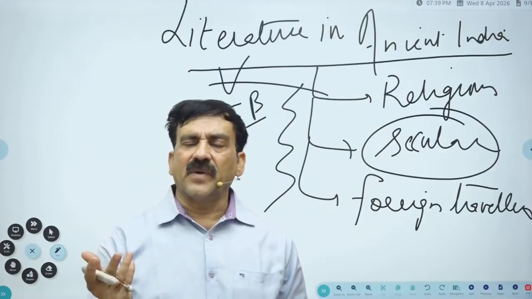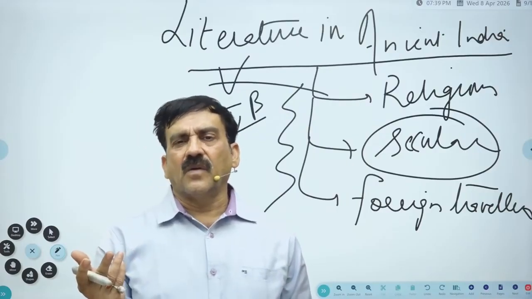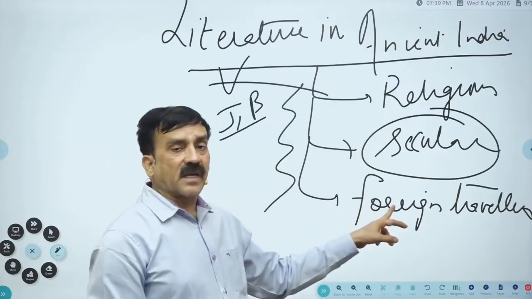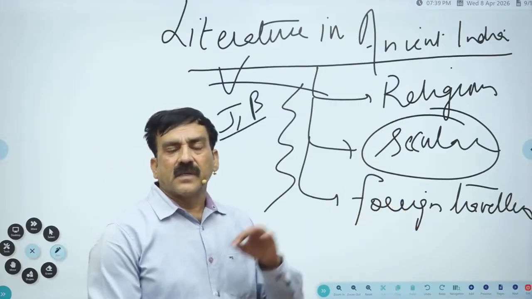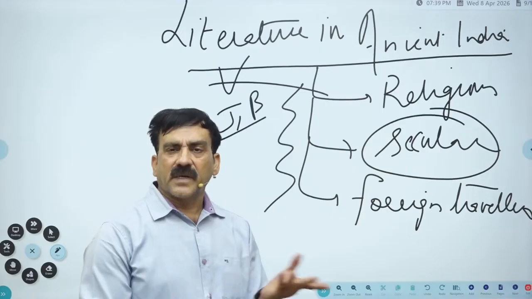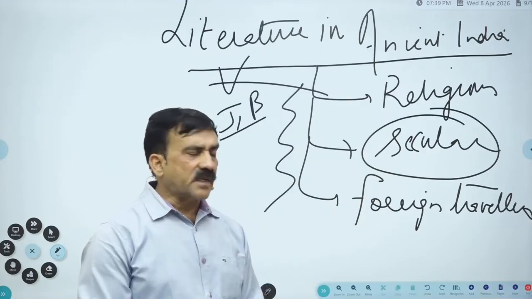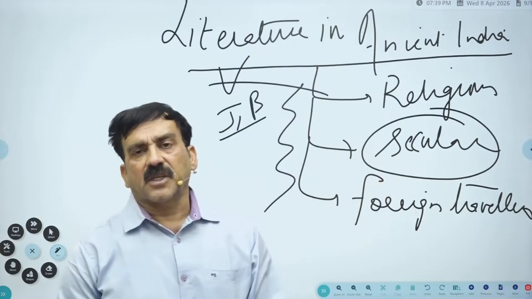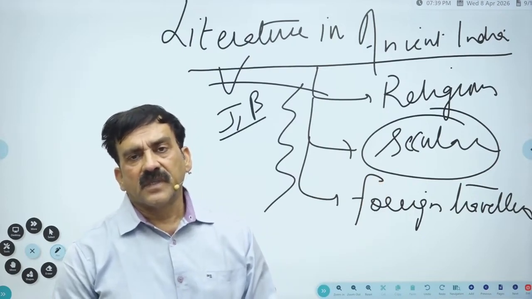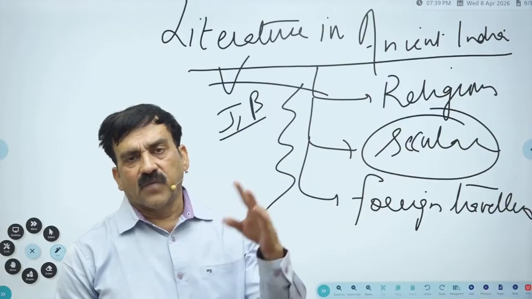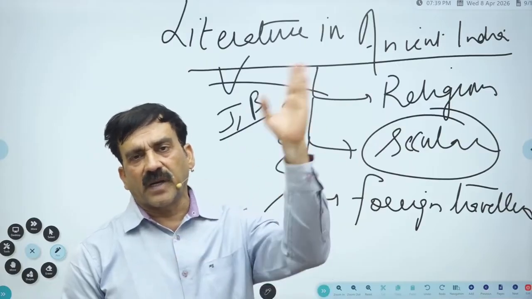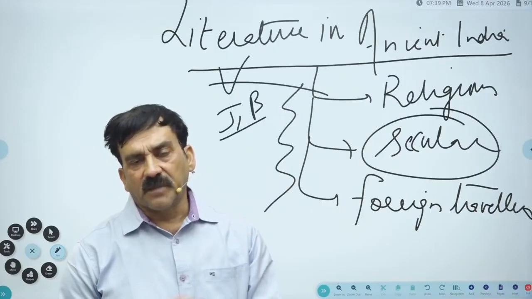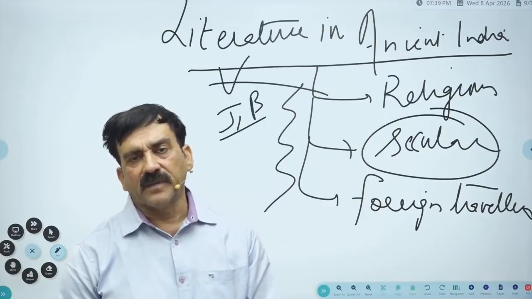Hardly we have 24 texts which are very important. Third, this is again very important: foreign travelers, their writings or their descriptions. It is a favorite question of UPSC. If you go and see the last 6 years' papers and take it vice versa, foreign travelers coming to India or Indians going outside. Like Megasthenes, what he wrote about India, Indica.